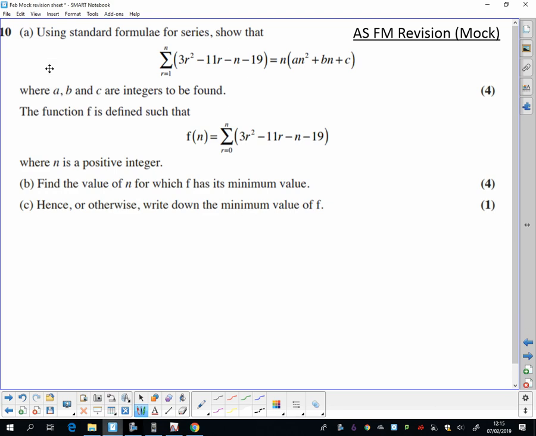Right, a serious question. If you're looking at this video through your mock revision, this will be a topic you've just done really recently. So we want to use our series formulae to find this. It starts at 1 and goes to n, so you can use the formulae exactly as they are in the formula book and exactly as you know them. So first thing I'm going to do is split this up into its various components. Remember, the 3 can go in front of the sigma.